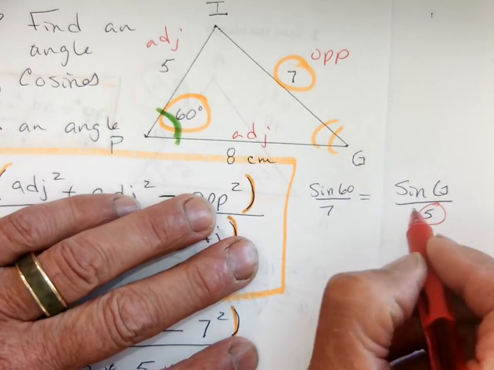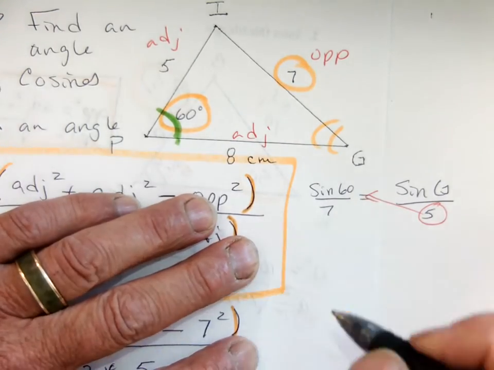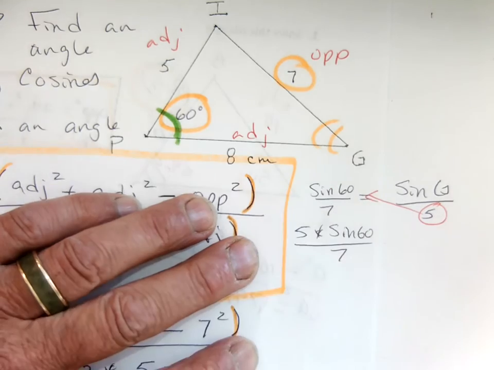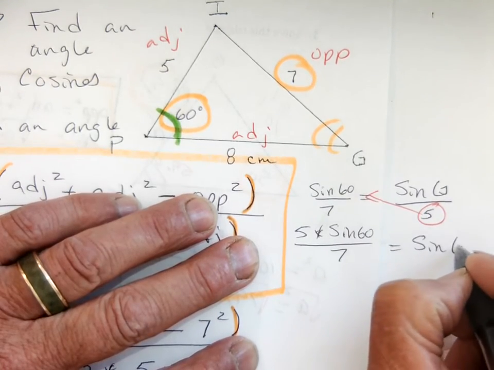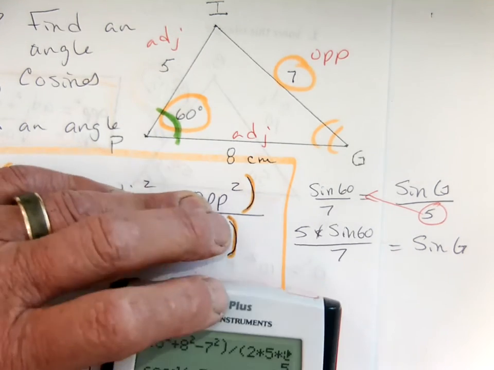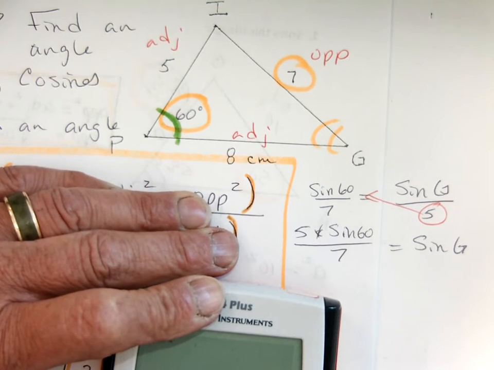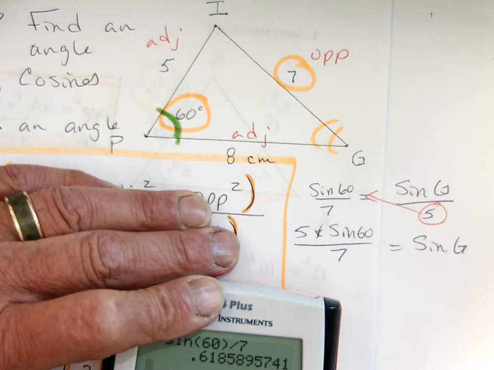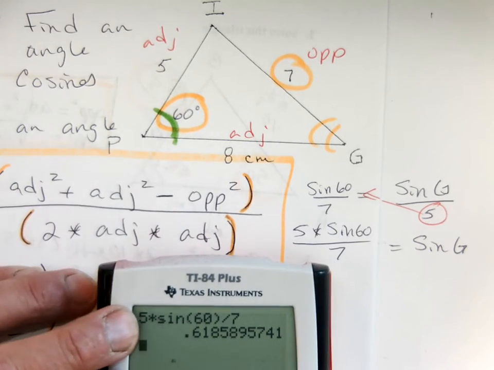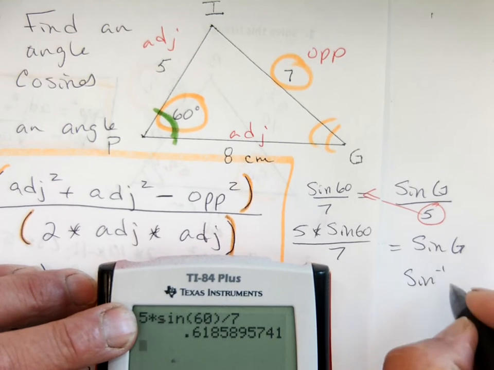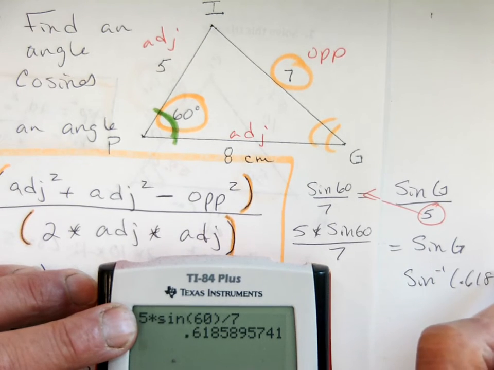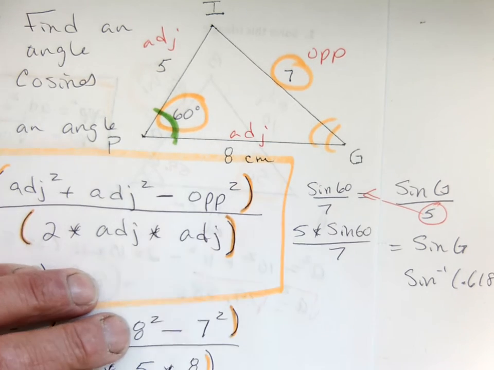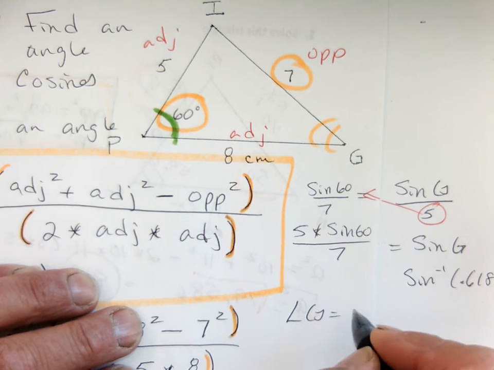I'll cross multiply up the 5. I'll have 5 times the sine of 60 over 7. I anticipate a decimal because I'm going to have to take the sine inverse. So clear my calculator. 5 times the sine of 60 divided by 7. And I'm going to take the sine inverse of that answer, of this 0.618 and so on, because I need the angle. That's my angle button. I get about 38.2. So angle G is about 38.2.